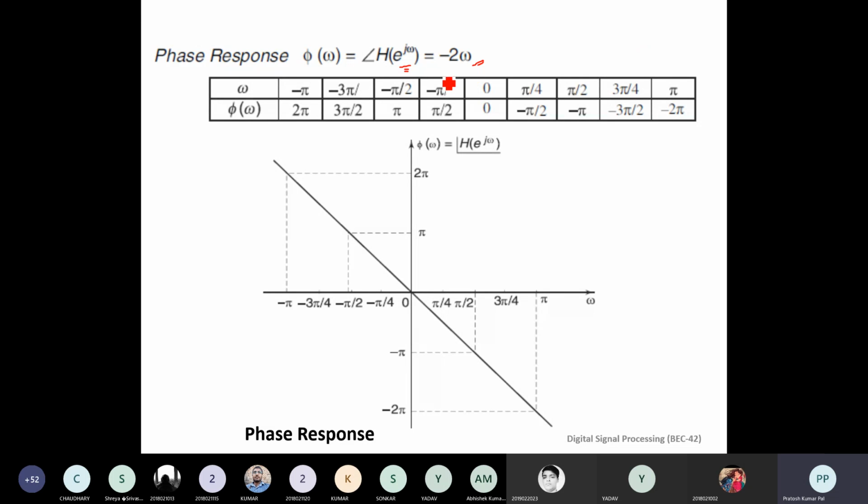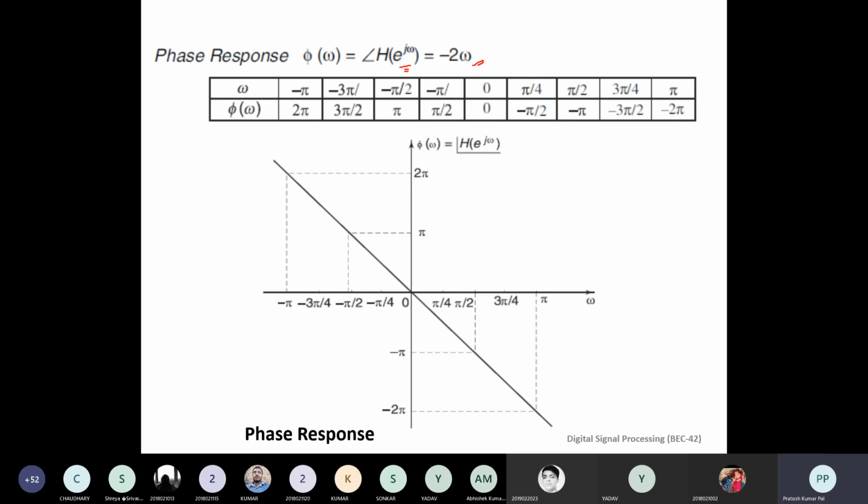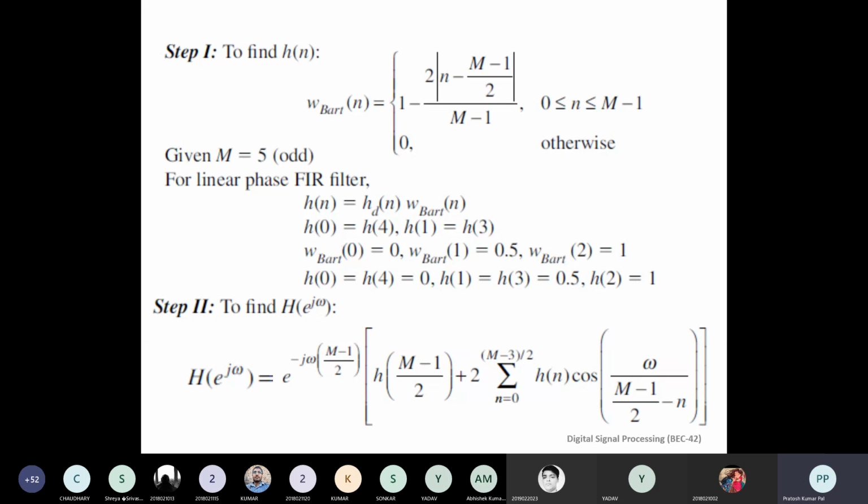Once we know the minus 2 omega, the complete phase is given from pi to minus pi, so both negative and positive frequencies are considered. If we consider the negative frequencies, it will be the same, coming out in the negative direction. So by putting in different frequency values, we can get different phase values, and by combining all the points we can plot the phase response of that filter.